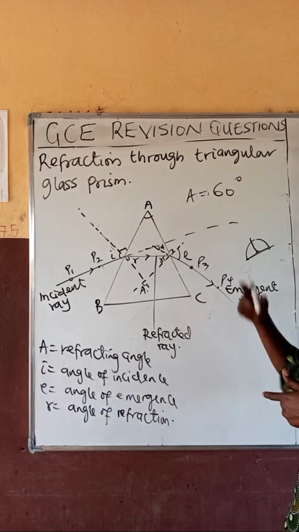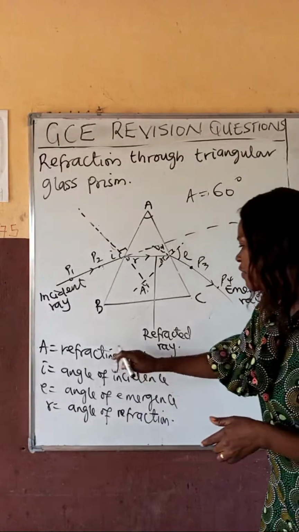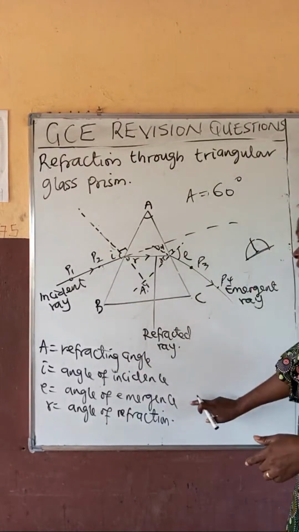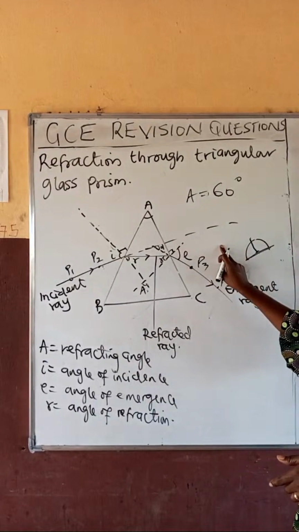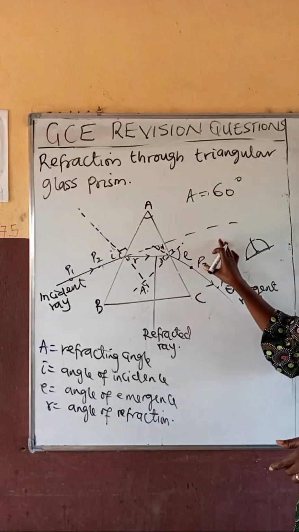All right, we can also equally get the angle of refraction. So A here is our refracting angle, I is the angle of incidence, E is the emergent angle, and R is the angle of refraction. Is that clear? All right.